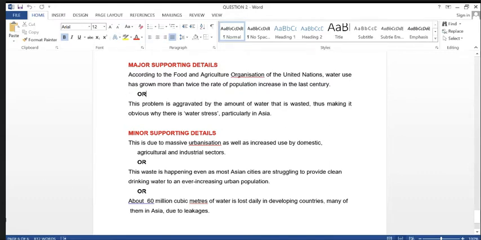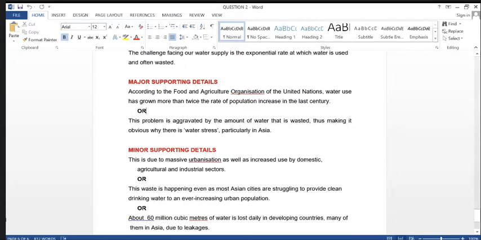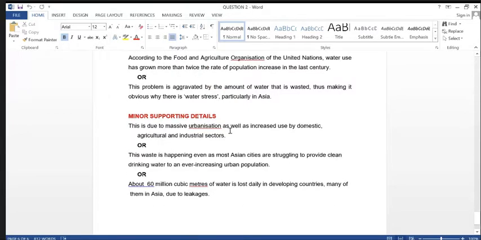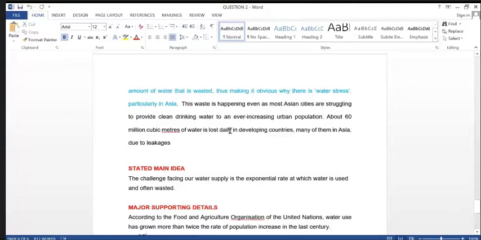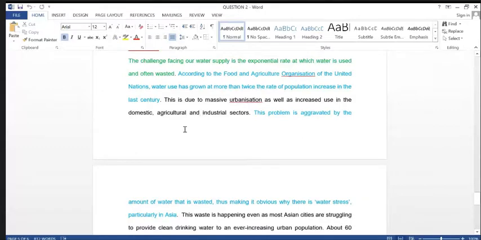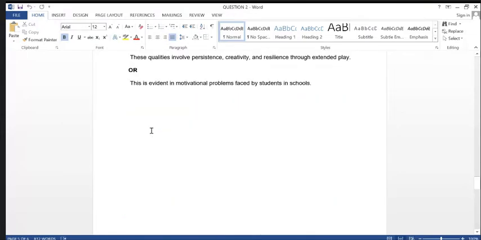Okay, all right. How many answers must we provide? Only one, people. Only one. Do not provide two. Okay, you must choose only one. One major supporting detail and one minor supporting detail. All right, don't write all. I wrote all this here because I have to tell you that in this paragraph there are two major supporting details and there are three minor supporting details. Okay, all right. Okay, so that is our sample.